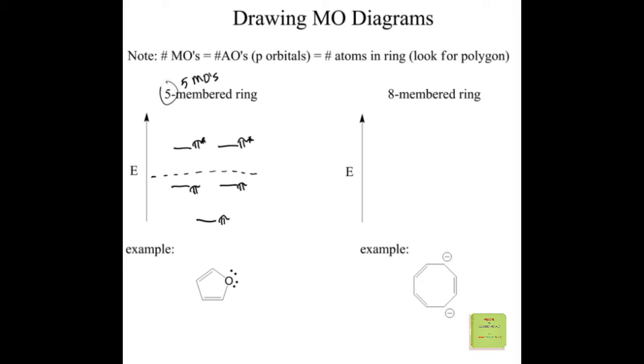It's not completely symmetrical, so you have to know where to put that line. And so let's take a look at furan. Furan, we said, was an aromatic molecule. Let's see how its MO diagram looks. How many electrons should I put in here?